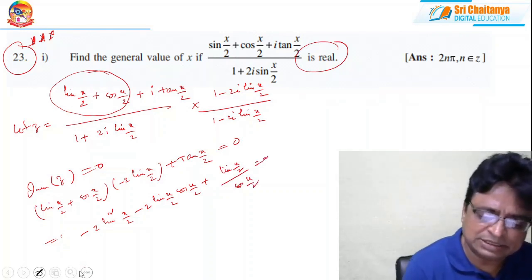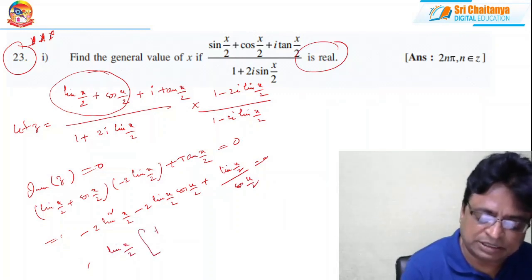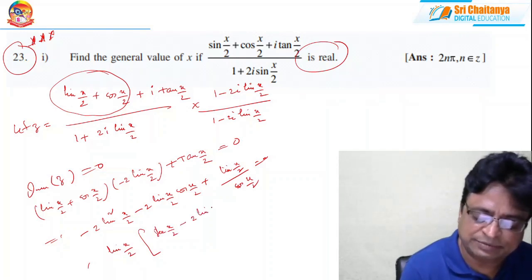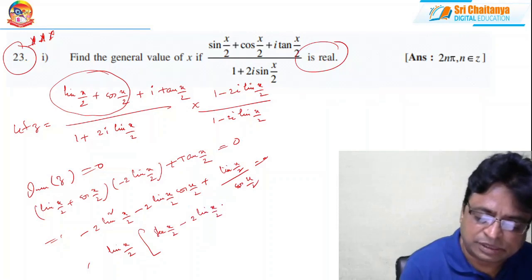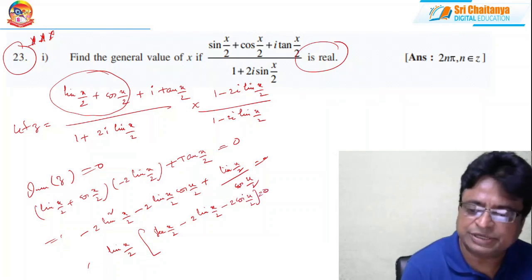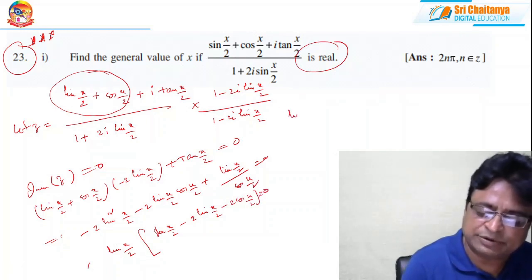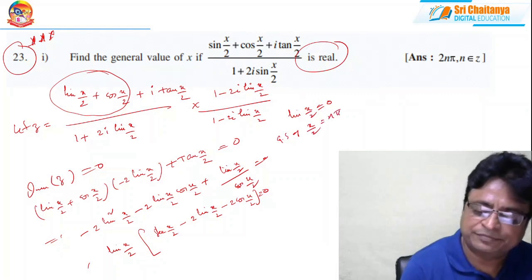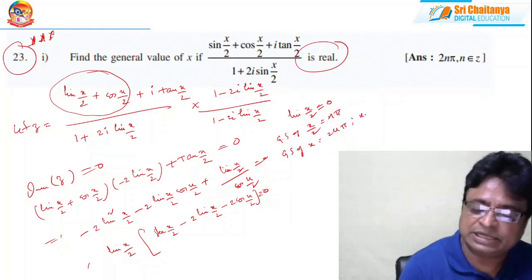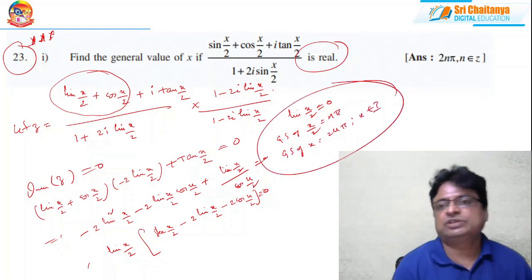You take sin x by 2 as common, into this is 1 by, that is secant x by 2, minus 2 sin x by 2 and minus 2 cos x by 2 equal to 0. So sin x by 2 equal to 0 means the general solution of x by 2 equal to n pi. So the general solution of x is n pi, where n is an integer. This is the way to solve this problem.